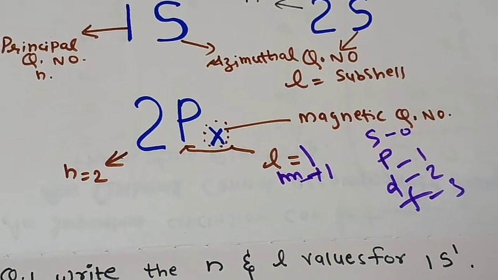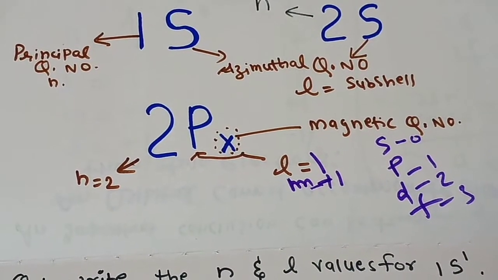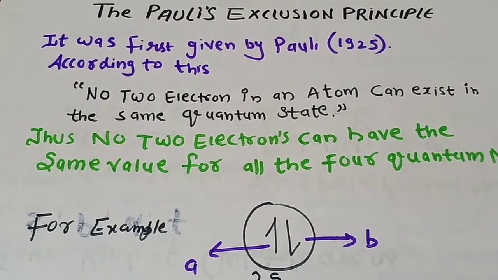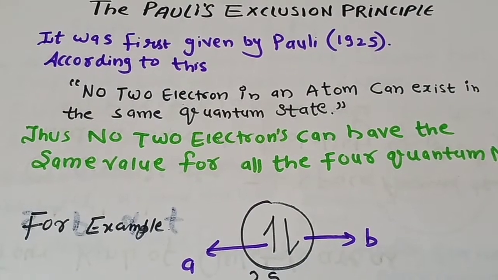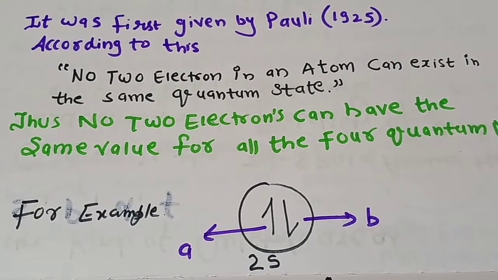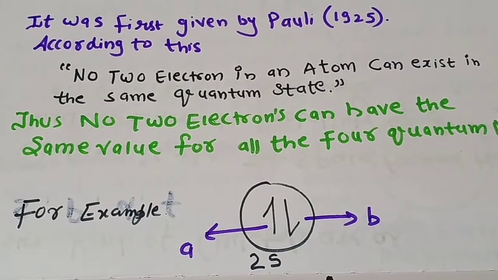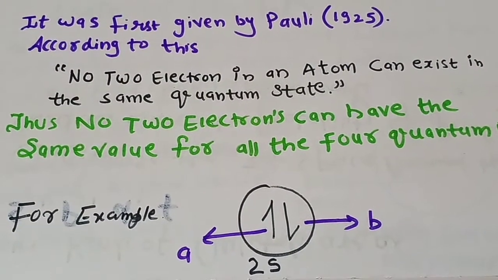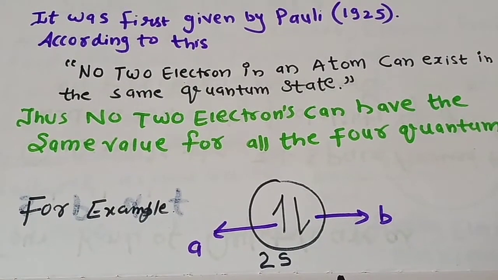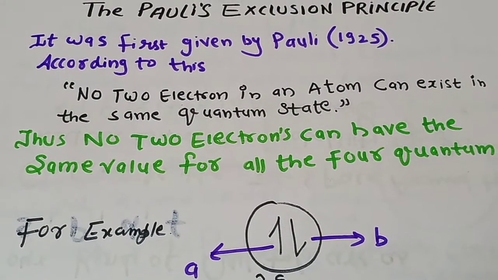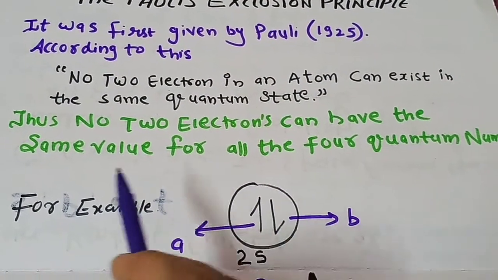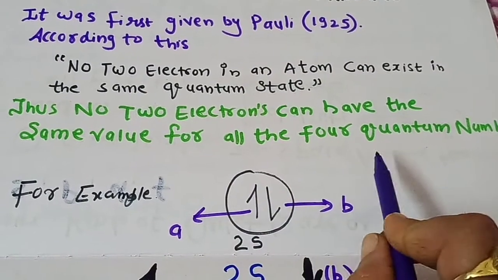Now let us start today's topic, Pauli's exclusion principle. Pauli's exclusion principle was first given by Pauli in 1925. According to this, no two electrons in an atom can exist in the same quantum state. What this principle states is that no two electrons in an atom can exist in the same quantum state, or we can say that no two electrons can have the same values for all the 4 quantum numbers.